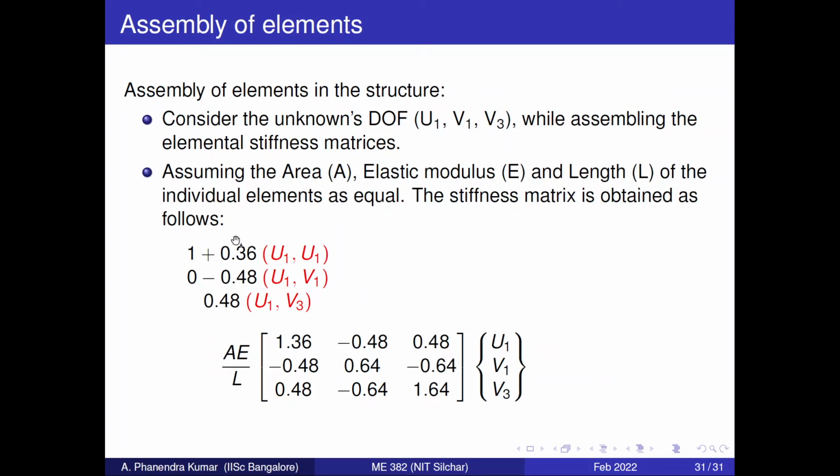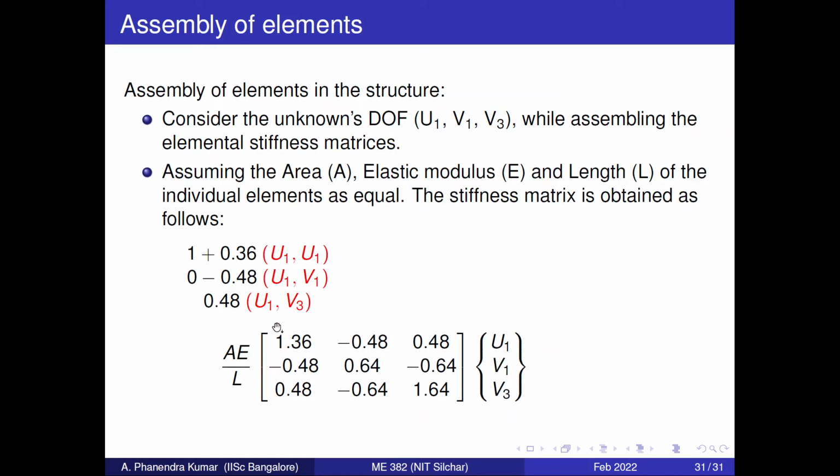If you remember, I have mentioned for any elemental stiffness, the first row corresponds to the first degrees of freedom. So u1 is our target, right? So first we will consider u1. This is u1, so this column should correspond to u1. If you consider the columns, the first column will correspond to u1, the next column will correspond to v1, and this corresponds to v3.